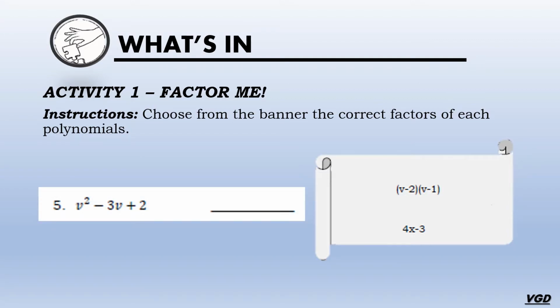Now let's have the last number, v squared minus 3v plus 2. From the banner, it is obvious that the answer is the quantity of v minus 2 times the quantity of v minus 1, because it is the only choice with v as one of the factors. But just take note that in getting the factors of number 5, you have to think of numbers which, when you evaluate, you can get the negative 3v as the middle term and the last term as 2.